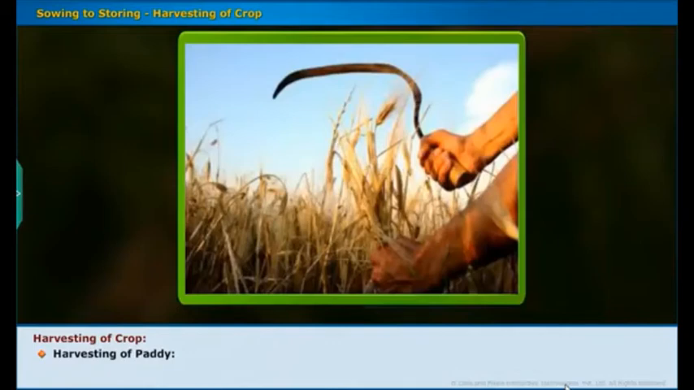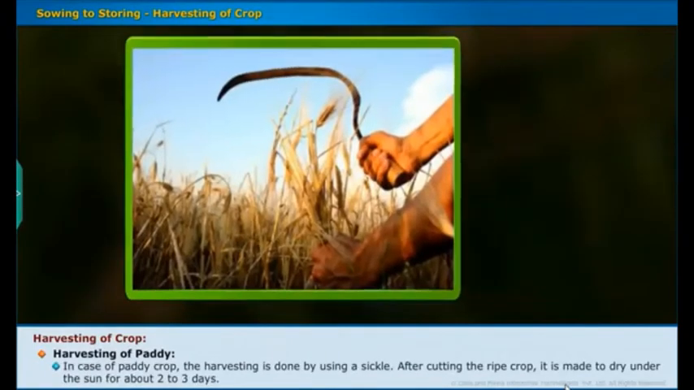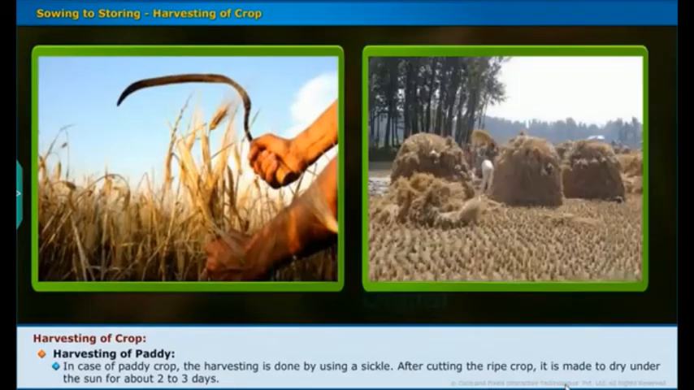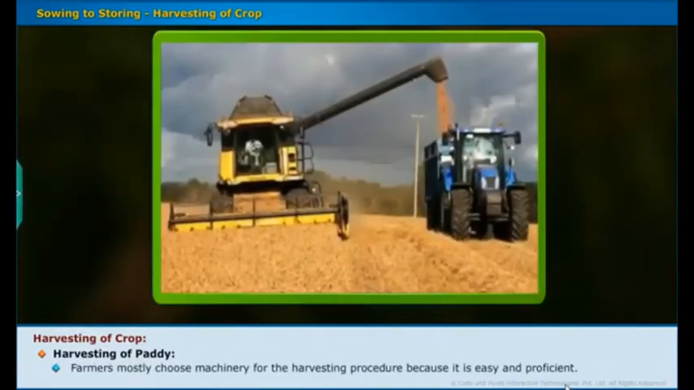Harvesting of paddy. In case of paddy crop, the harvesting is done by using a sickle. After cutting the ripe crop, it is made to dry under the sun for about 2 to 3 days. This is done to ensure that all the water is evaporated. If not, this can cause the sprouting of the rice grain. Farmers mostly choose machinery for the harvesting procedure because it is easy and proficient.